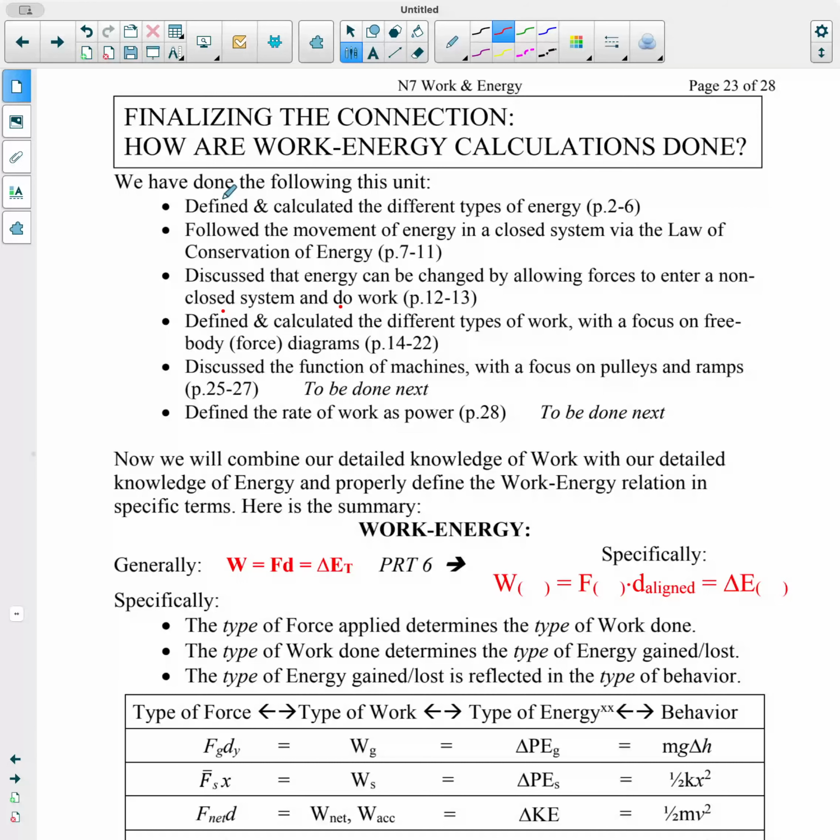Okay, now you move on over to page 23. Here we are. And this is the finalization of the work energy connection. It's no different than what you already learned. Just another reminder so it's a little less awkward for you.